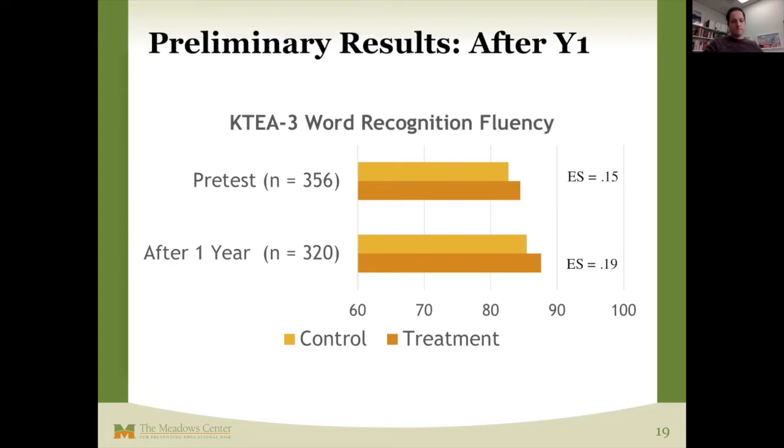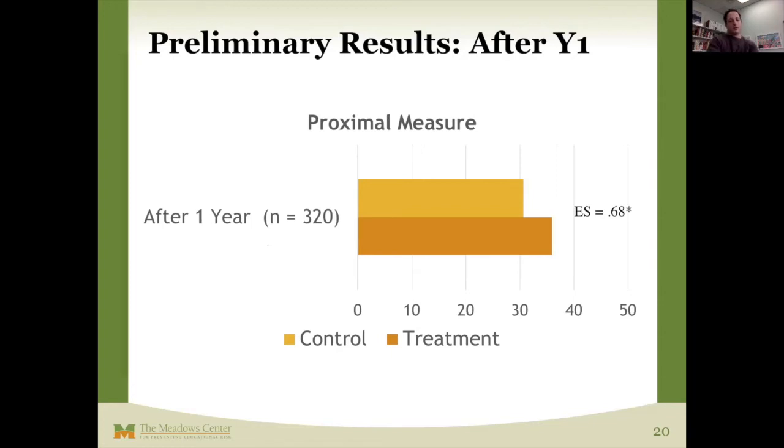so it's not considered a significant difference between treatment and control after 1 year of treatment. On the word recognition fluency subtest, you see again a discrepancy between treatment and control at pre-test, which seems to indicate that treatment may have been a little higher on word reading at pre-test. But again, like the last measure, this difference was not significant. After 1 year of treatment, you see that the difference between treatment and control increases just slightly, but again, non-significant.